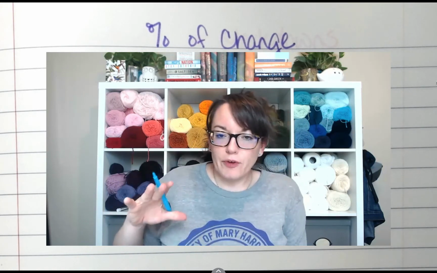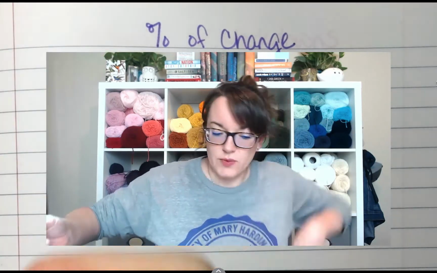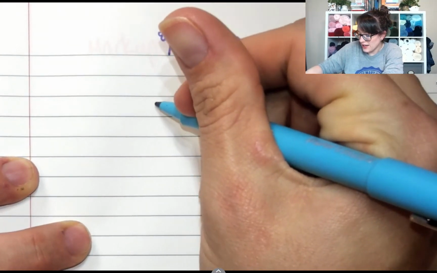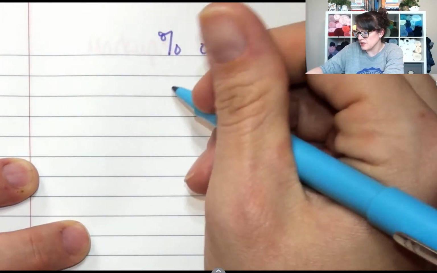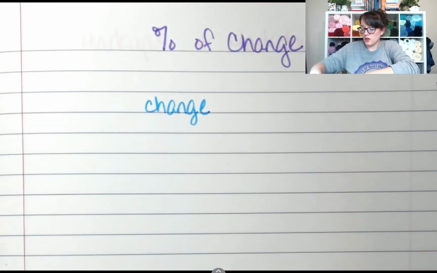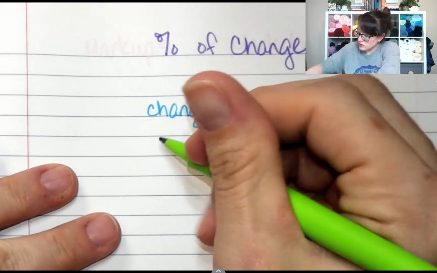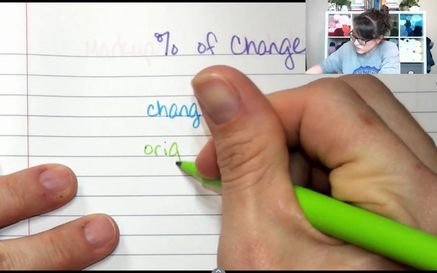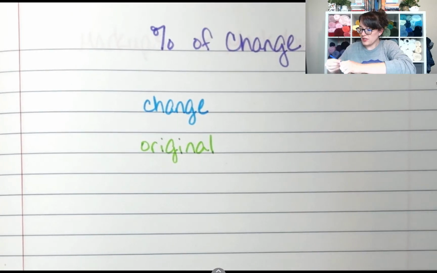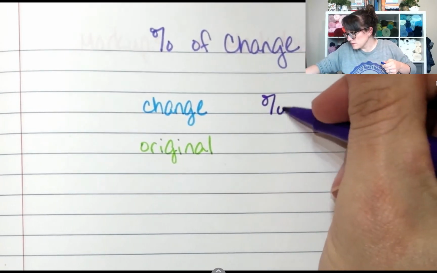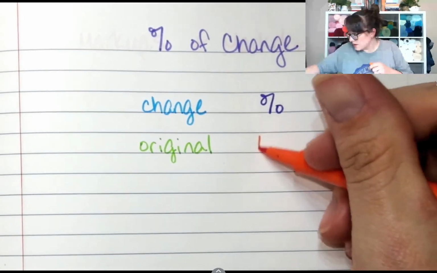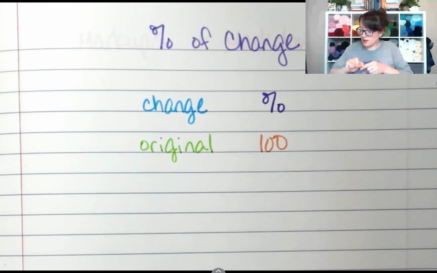So, percent of change. The formula for percent of change and how we set it up is: change over the original equals percent over 100. I'm loving my color palette today.